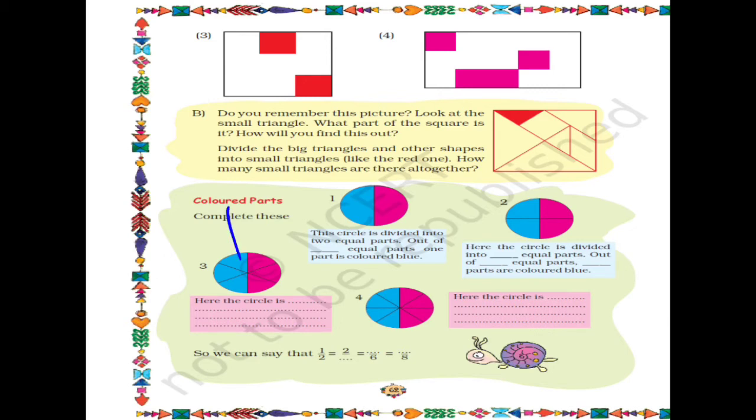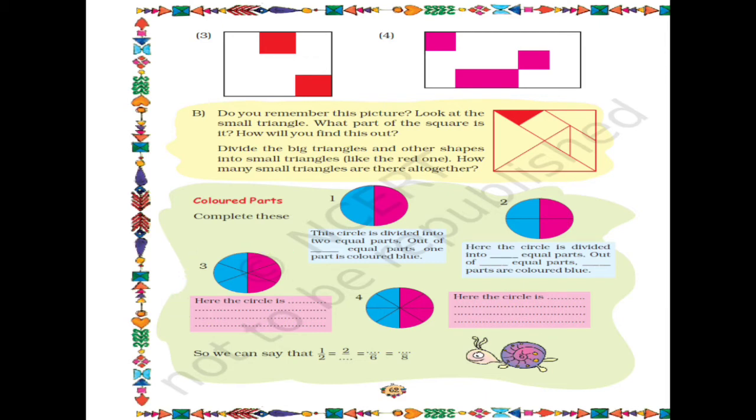Let's count 1, 2, 3, 4, 5 and 6. Yes, there are 6 parts. So you will write here: the circle is divided into 6 equal parts, and out of 6 equal parts, 3 parts are colored blue. So this you will write here. Now let's see the fourth part. Now this statement you have to complete by yourself because it is similar to this one only, right?